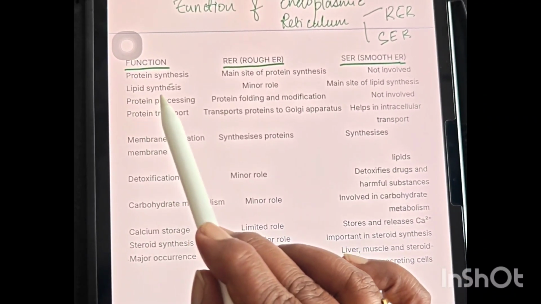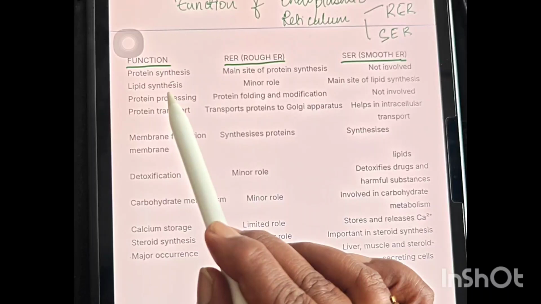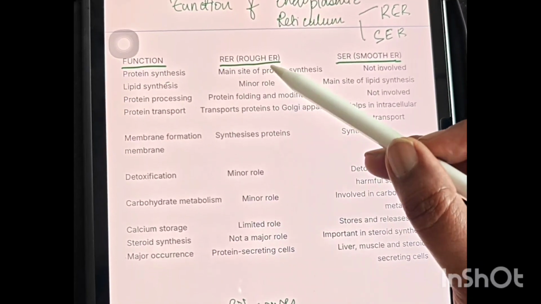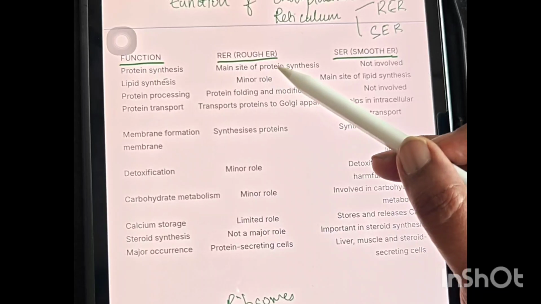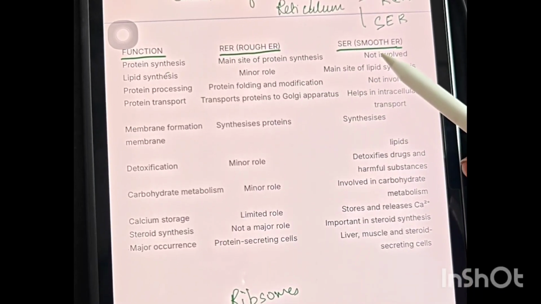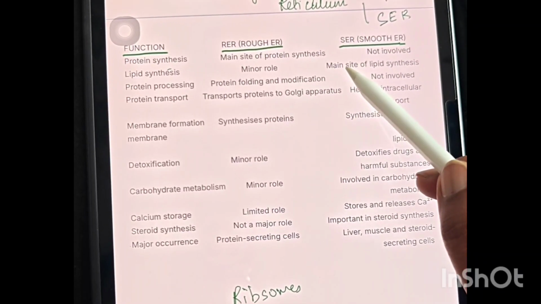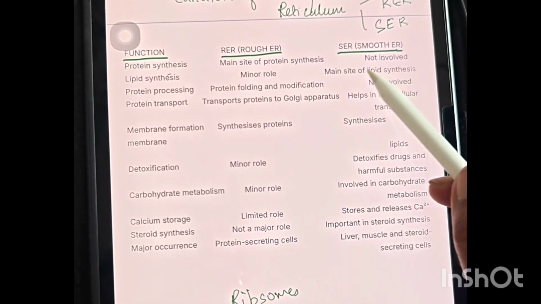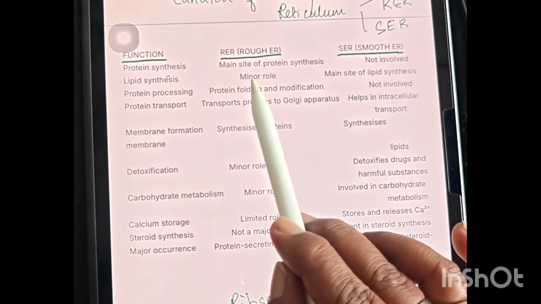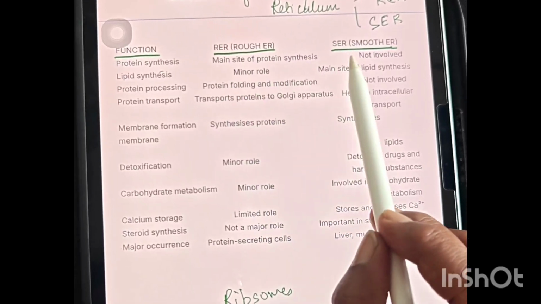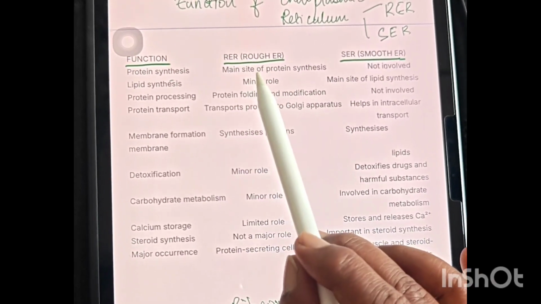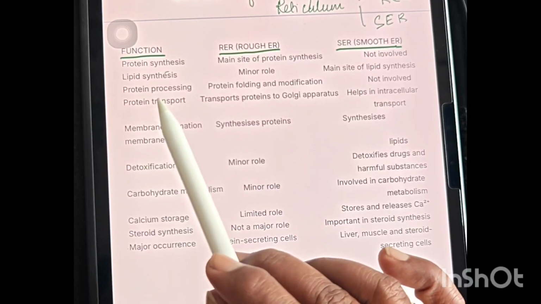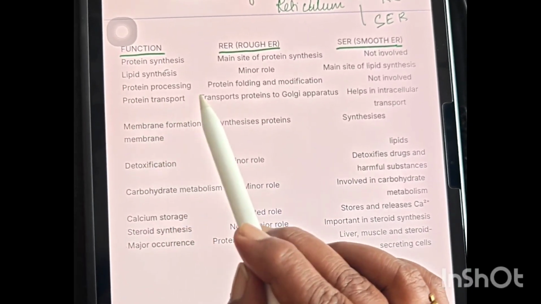Next is lipid synthesis. In rough endoplasmic reticulum, due to ribosomes, it is protein synthesis, but smooth endoplasmic reticulum is the main site for lipid synthesis. Just remember that rough and smooth are opposite for protein synthesis and lipid synthesis.